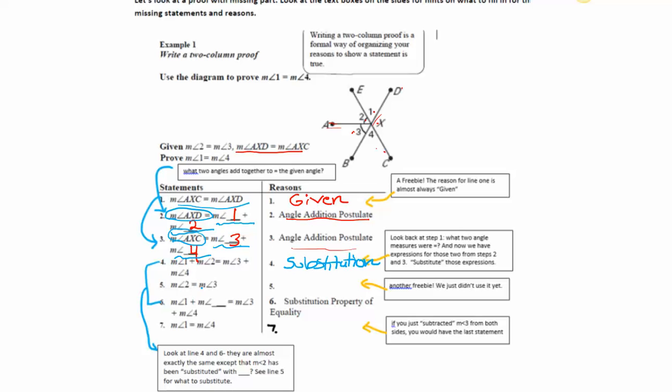Now let's see, they wrote measure of angle 2 equals measure of angle 3. Wait, that was part of my given, so you'll write given here. Even though it's later on, you don't always have to write all the given at the beginning. You could have, but this is where I need it, so this is where I wrote it. Now, there's a hint down here. It says look at lines 4 and 6. They're almost exactly the same, but they want me to change this to something else. What should we substitute it for? Well, I know that measure of angle 2 is equal to the measure of angle 3, so I'm going to plug that in, and that's the substitution property of equality.